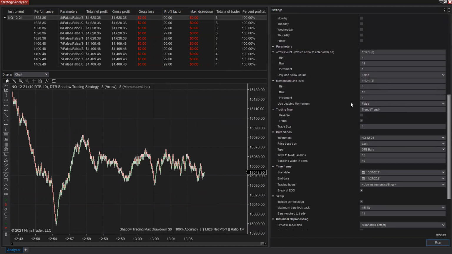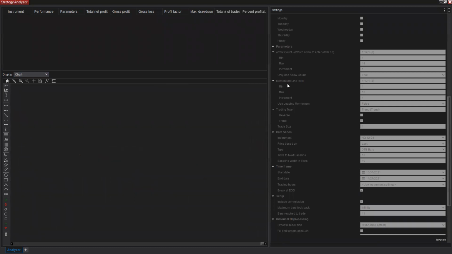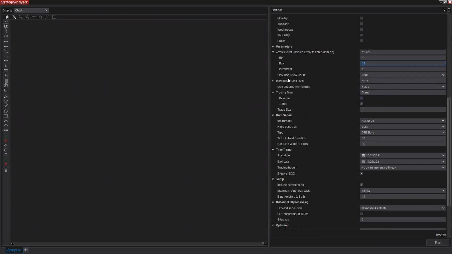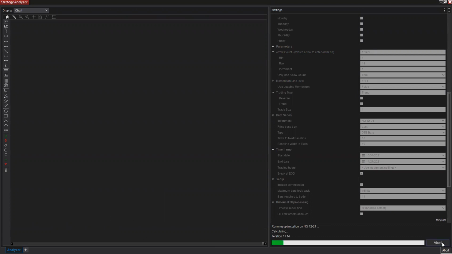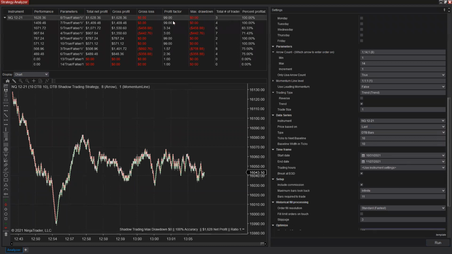You can go run it again and choose to use only the arrow count. You can say, I only want to use the arrow count. What's going to come up if I just use the arrow count? And one more thing, sorry. If you're using only an arrow count, you don't have to worry about the momentum level, because the momentum line level doesn't come into play. The arrow count is only going to buy and sell based on the arrows that are painting on the chart. Okay, so there's 3. So those are the trades.